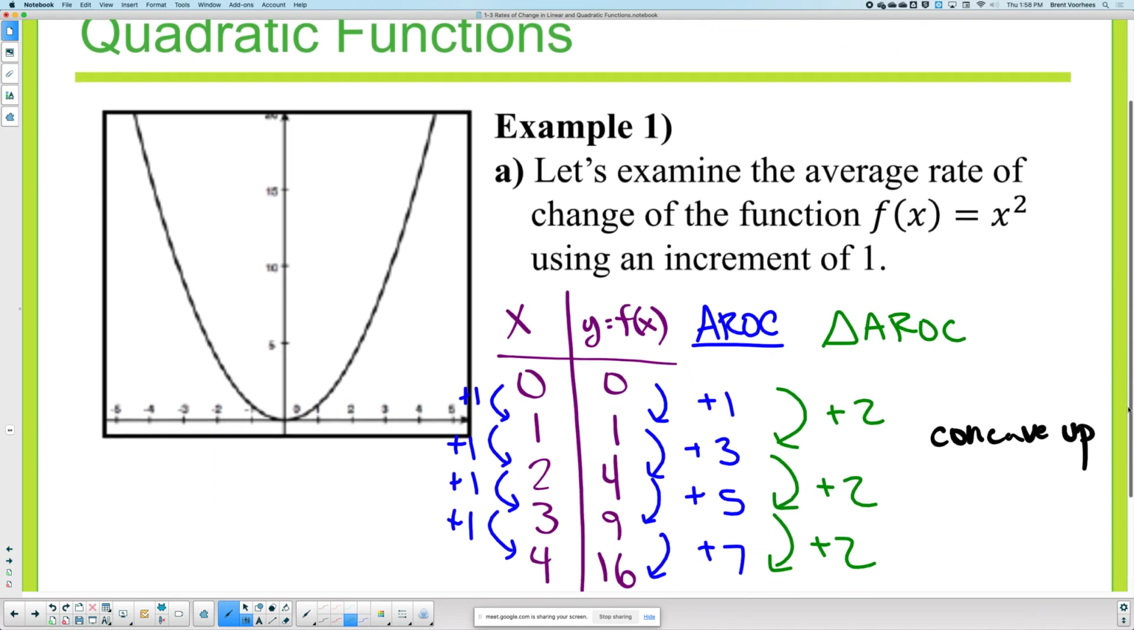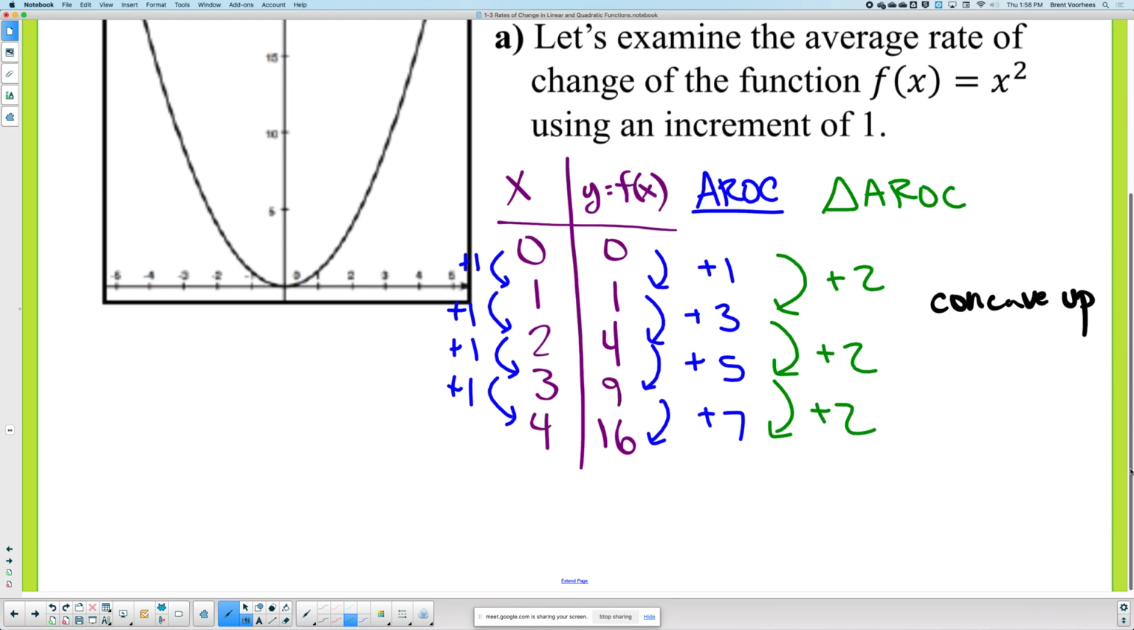Okay? And let me add this in earlier. I didn't write it in on your previous problem before I flipped over. Let's just write this in. This was concave up since the change in AROC equals 2, which is greater than 0. That's why it's concave up. So I'm going to add that in. All right, let's flip over to the next page.